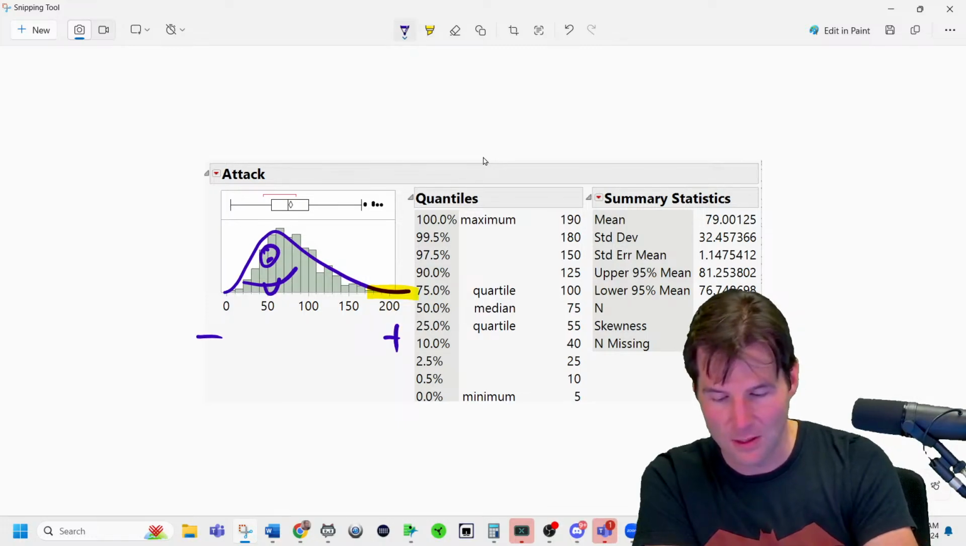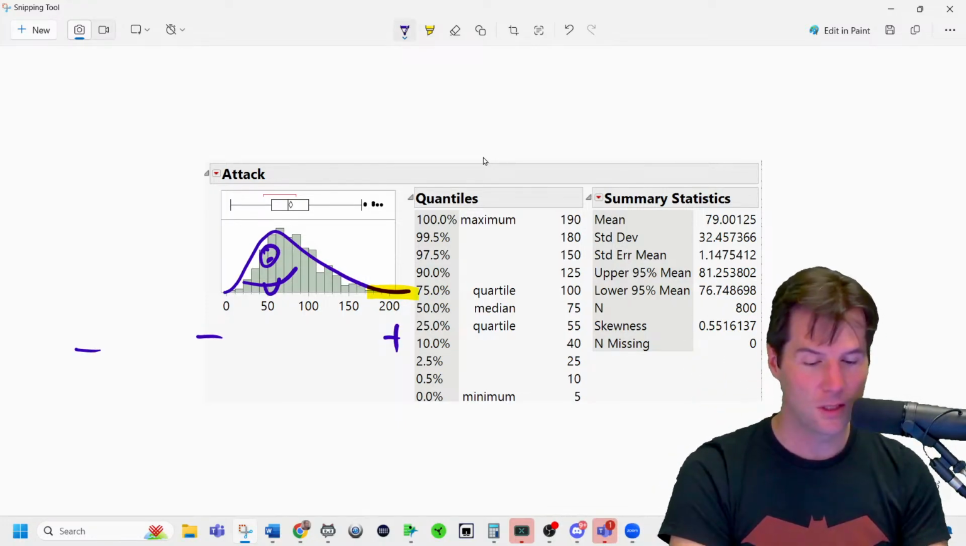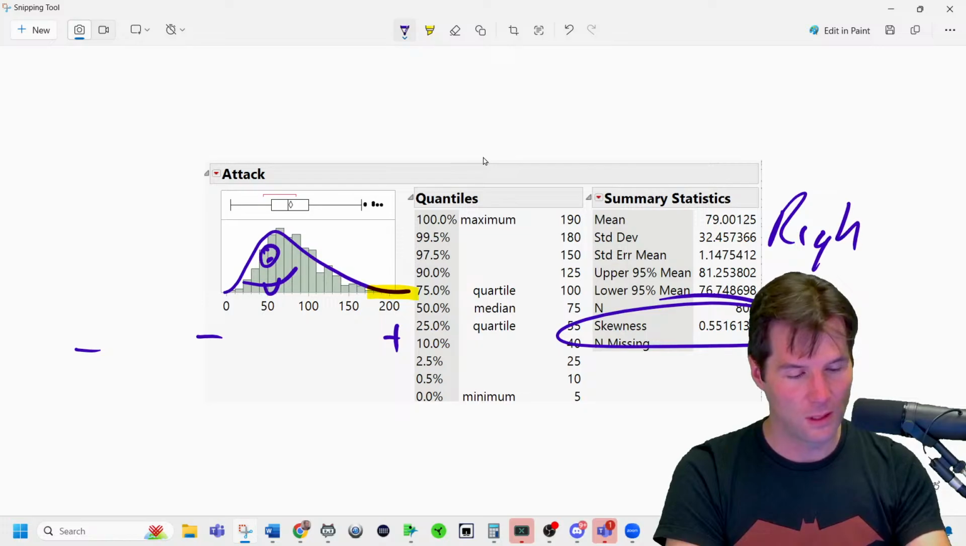Right to the high, left to the low, whatever way the tail goes. This is the positive side, that's the negative side, because the negative numbers will be down there. So it does have positive right skew to the data.